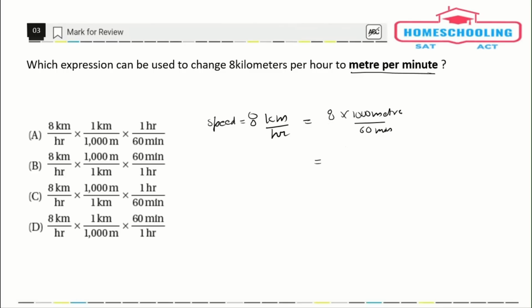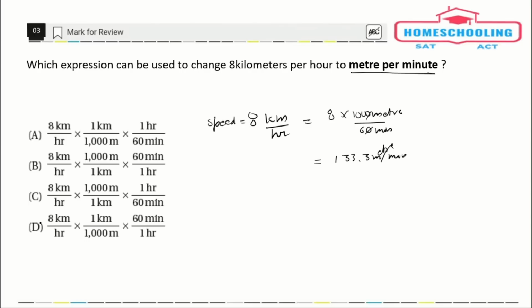We can solve this that way also, but here we don't have to solve it. We have to find which is the expression here. If we solve this, it would be 8000 divided by 60, which is 133.3 meters per minute. But here we don't have to find the value. We have to find which of the following expressions is suitable to find its answer.